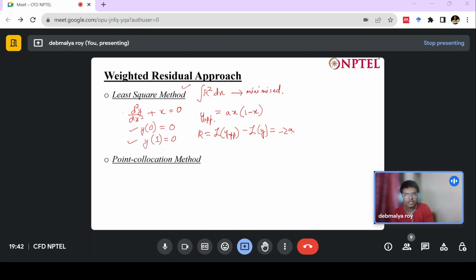And now what we have to do? We have to minimize this r square. So integration of minus 2a squared. Oh, sorry. This will be minus 2a plus x. x is there definitely. So this is, let me change this.